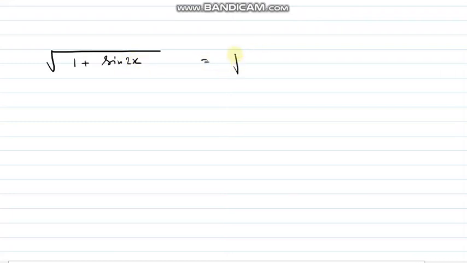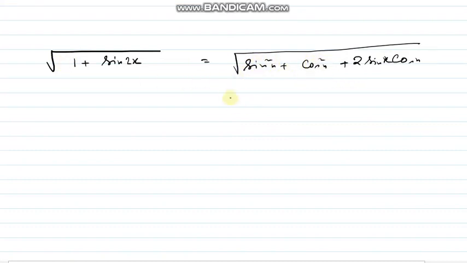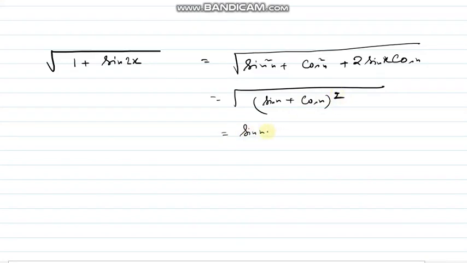So that time we are going to write sin 2x as the formula of 2 sin x cos x, and my 1 will be equal to sin square x plus cos square x. So it will be simply sin x plus cos x whole square. So the answer will be sin x plus cos x. Right? Further, one more like this.